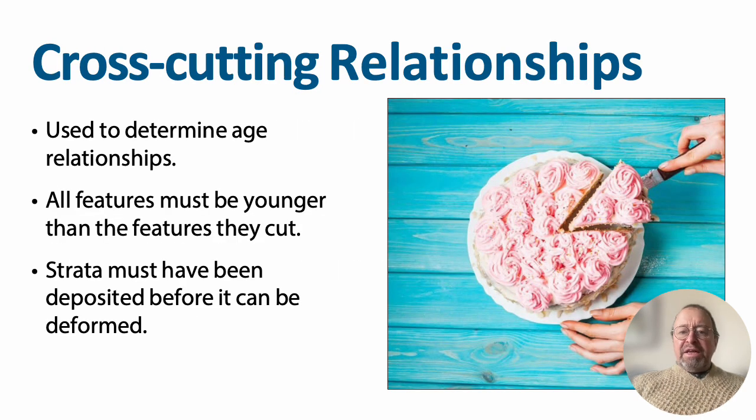And the real key to all this is looking at cross-cutting relationships, right? So if one feature cuts another one, this means that it must be younger. Just like cutting up a cake, you can't slice a cake until you've made the cake. And the same thing is true of strata. It has to be deposited before you can deform it or intrude it or fault it.